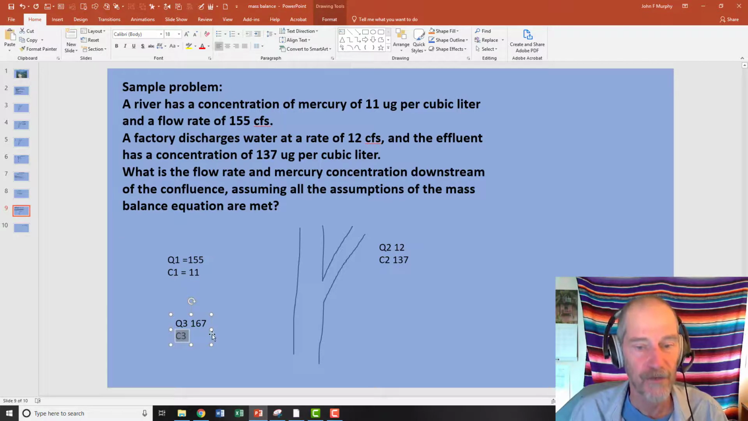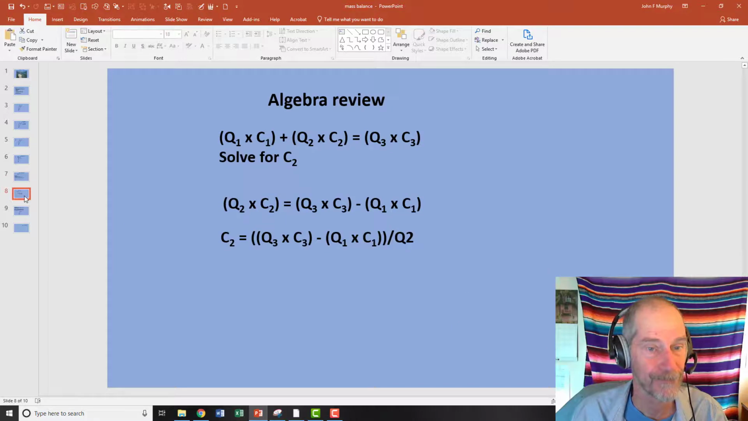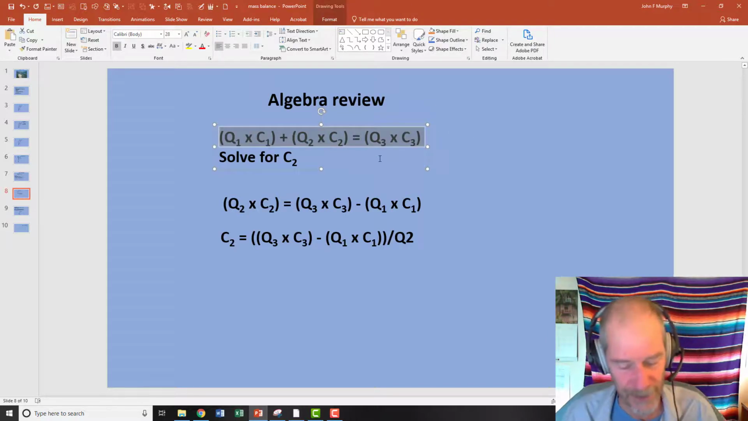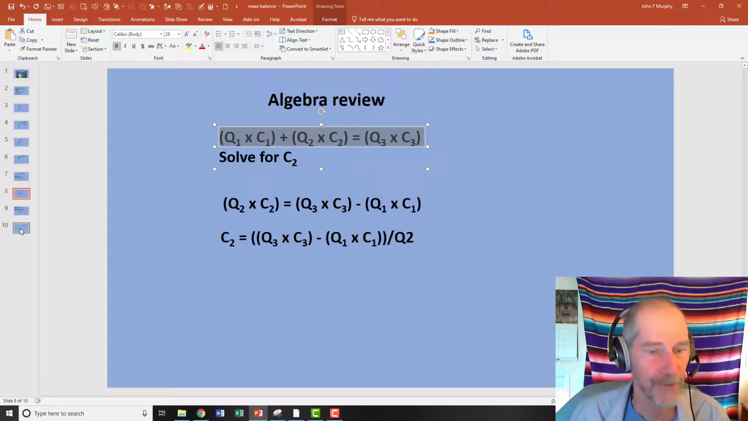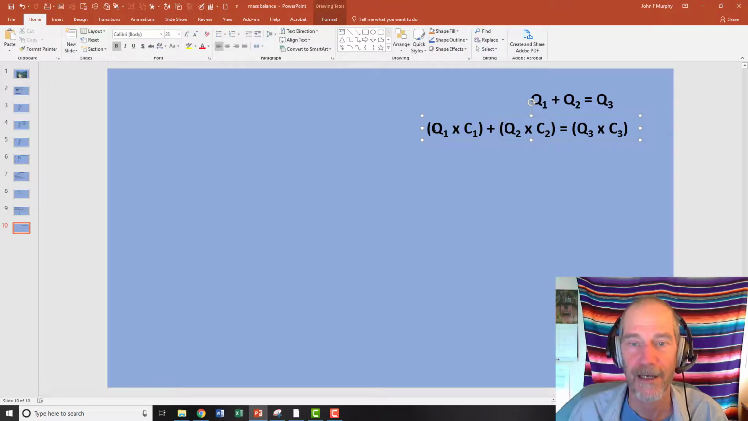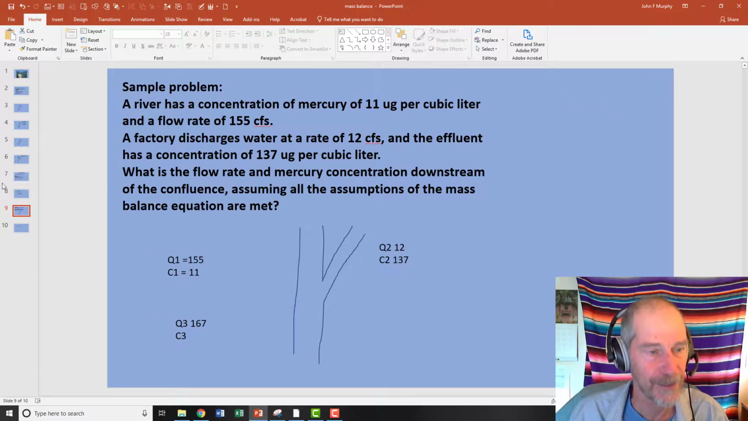Okay, so I need to set up the mass balance equation. Can I just grab it from somewhere? Sure, except I'm going to do it this way. I actually can't because I've got to solve for Q3. Okay, so I'm copying that. On my last slide, I actually had everything already here. Okay, so let's do this. I'm going to bring this over, and I need C3, right? That is correct.